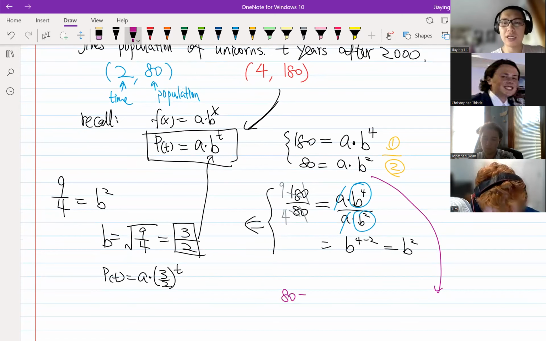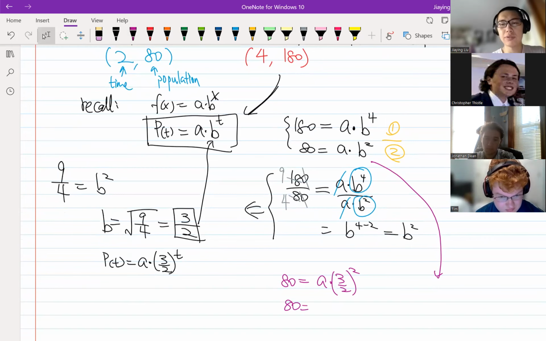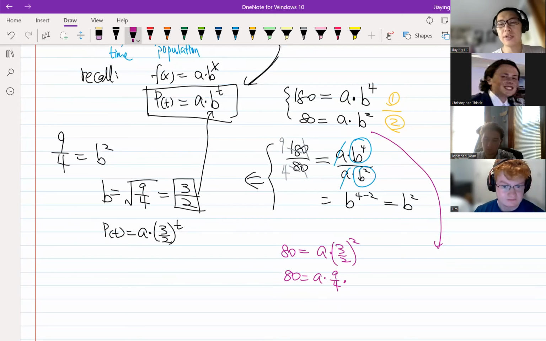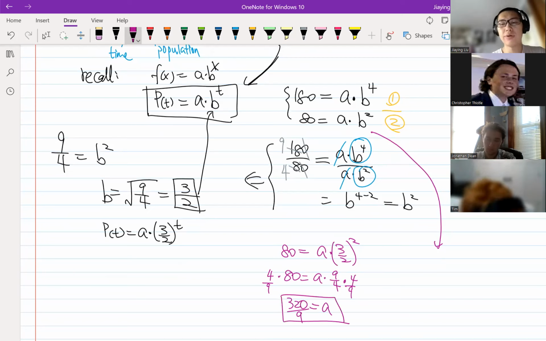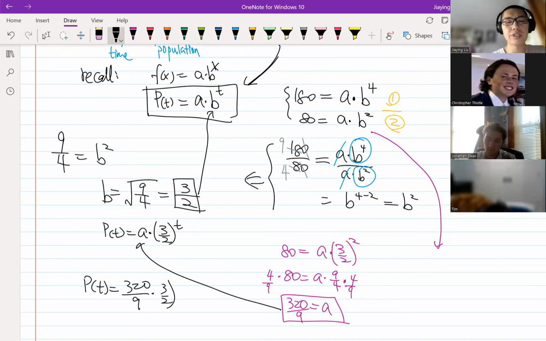So we get 80 equals A times 3/2 squared. 3/2 squared is 9 over 4. So 80 equals A times 9 over 4. So multiply by 4, divide by 9. We get A equals 80 times 4 over 9, so that's 320 over 9. That's what A is. And we take the A and put it back into the general formula. So we get P of T equals 320 over 9 times 3/2 raised to the T. So this is my exponential model.